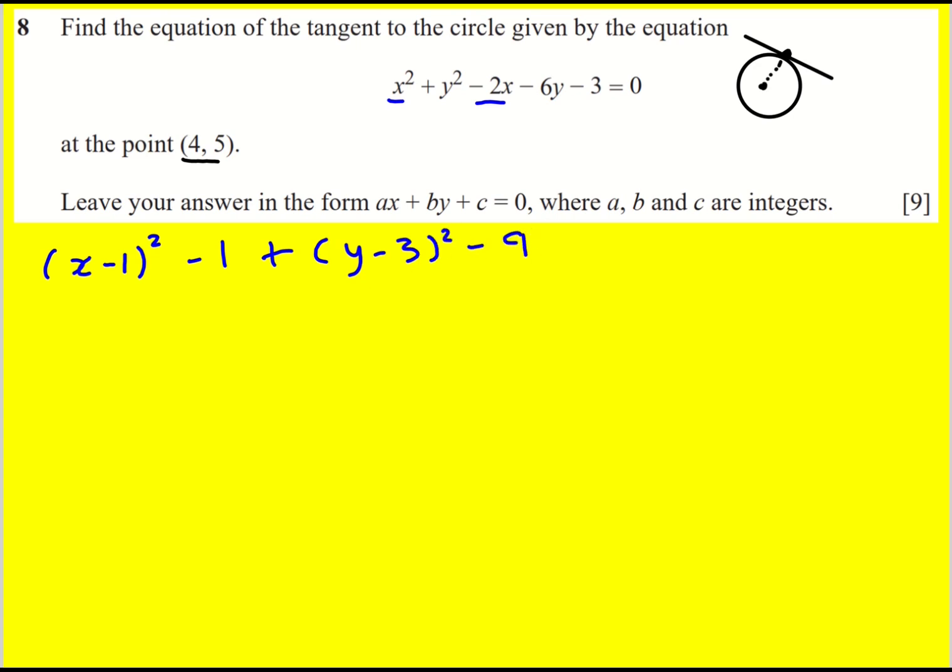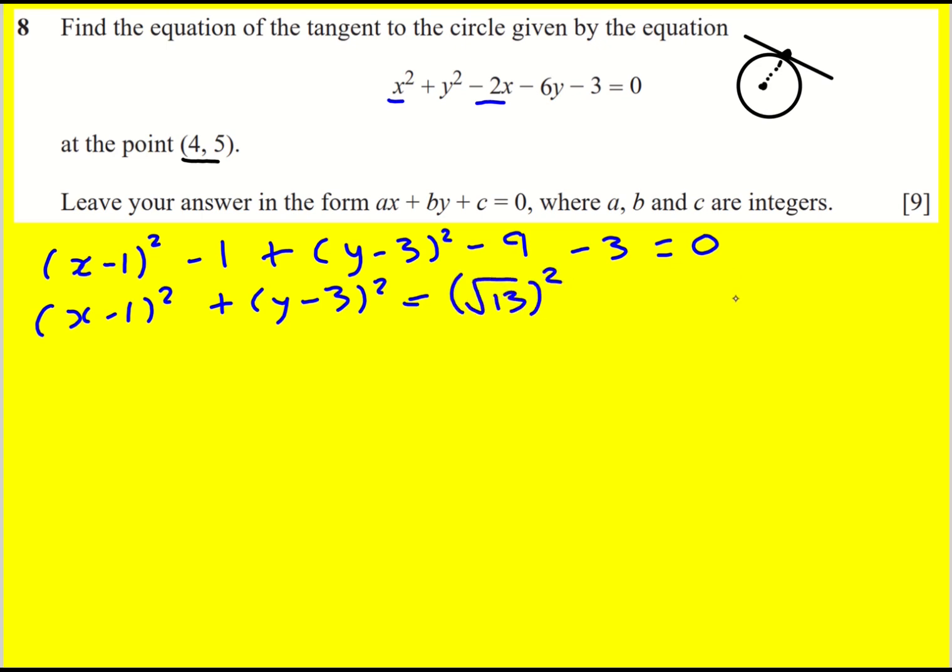If you're struggling with completing the square, I've got videos on it elsewhere, and I go into a lot more detail. Then I'm left with minus 3. Okay, and so x minus 1 squared plus y minus 3 squared is going to equal 13, or root 13 squared. So the center is 1, 3, and r is equal to root 13.